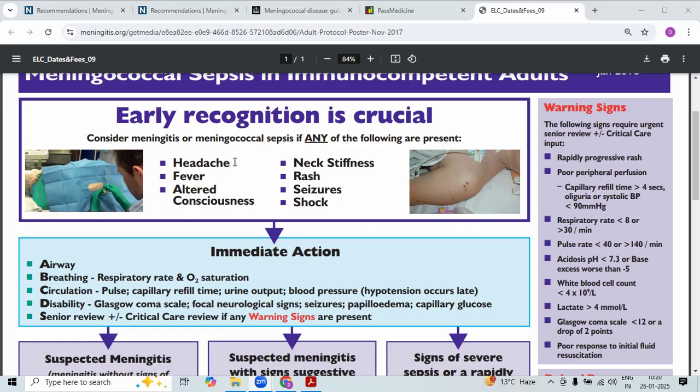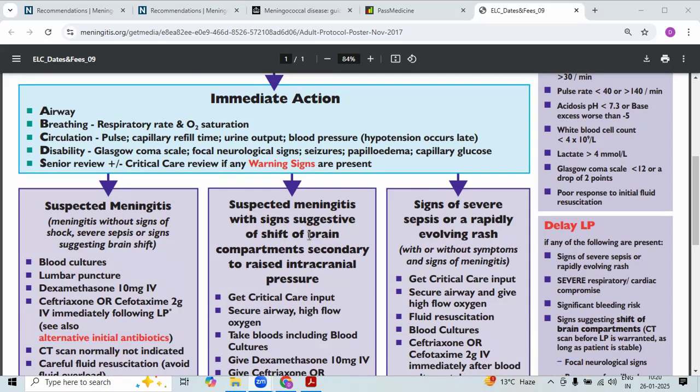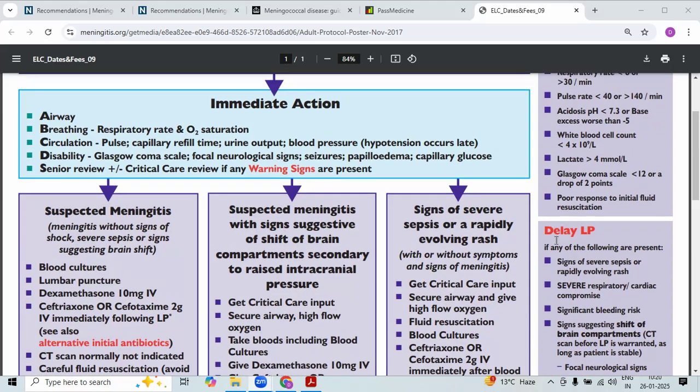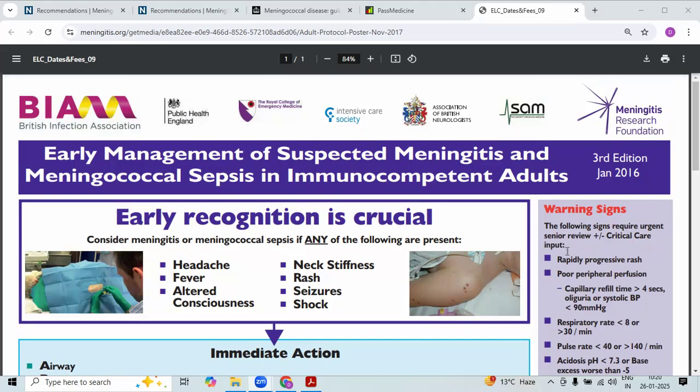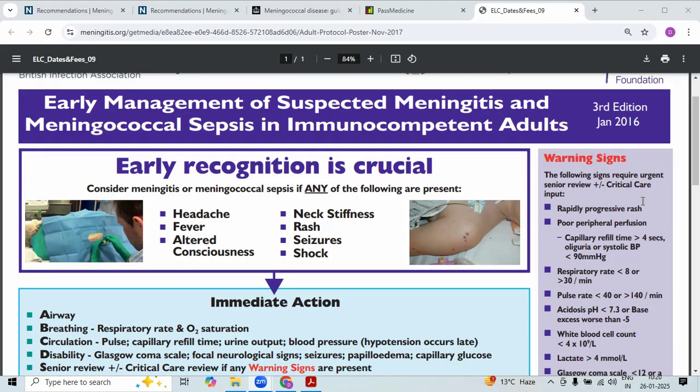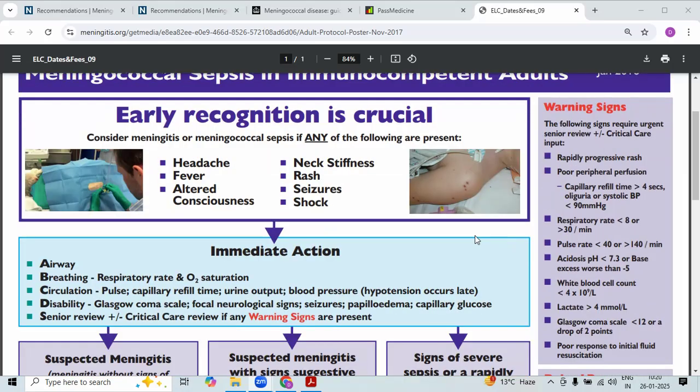Anyways, if the patient is severely ill, you need to go for immediate action. So, you will do the ABCD. You will ask for senior review and critical care review if any of the warning signs are present. So, what are the warning signs in this? The following signs: if there is a rash which is rapidly progressive. And in which case do we get a rash in meningitis? So, we get it in meningococcal.